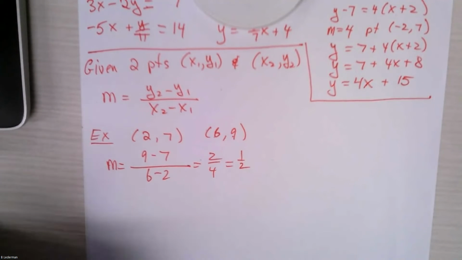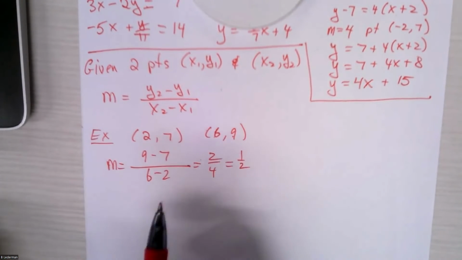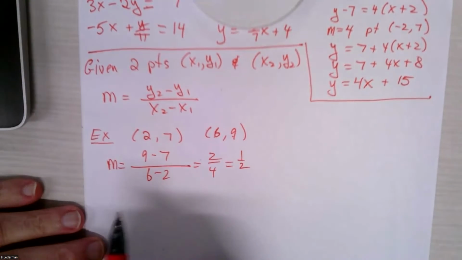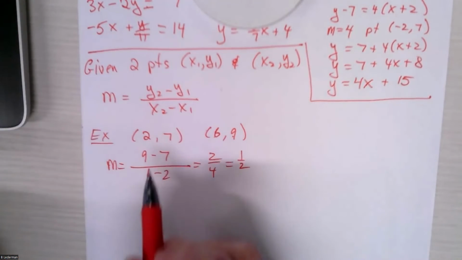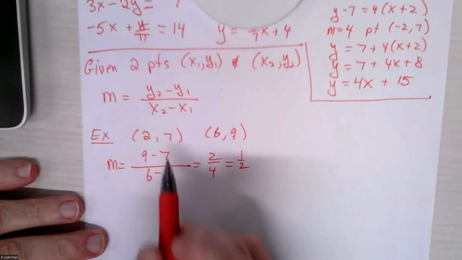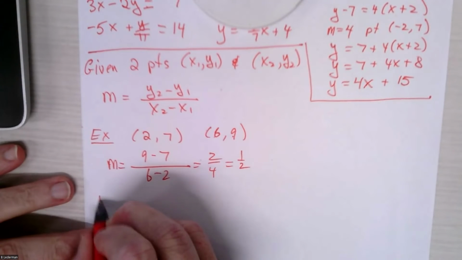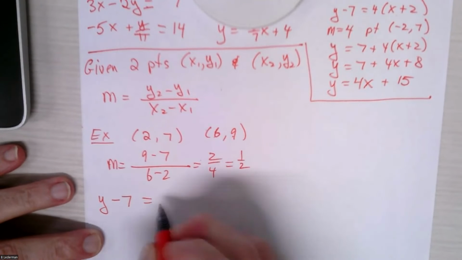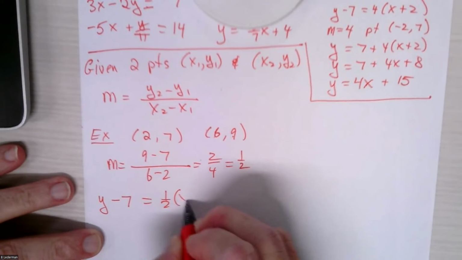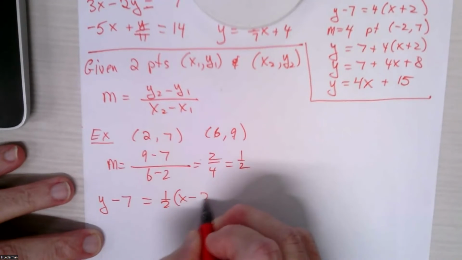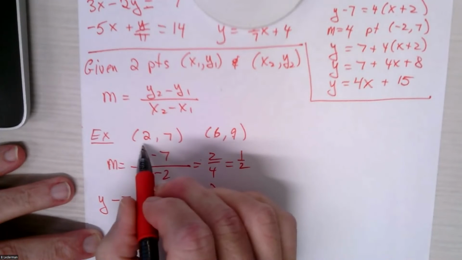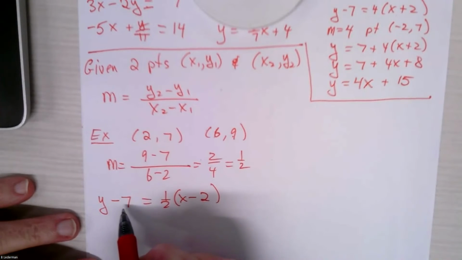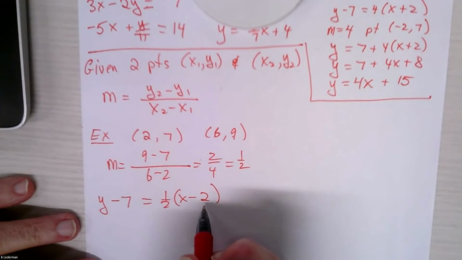Well, what I do is I pick either point, it doesn't matter which one, pick either point, and let's just do the 2, 7. 7's a nice lucky number. And I'm going to write the equation as y minus 7 equals 1/2 times x minus 2. So I chose my first point, 2 comma 7. The 7 went here and the 2 went there.